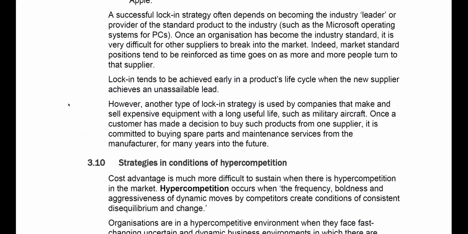So indeed, market standard positions tend to be reinforced as time goes on and as more and more people turn to that supplier. Lock-in tends to be achieved early in a product life cycle when the new supplier achieves an unassailable lead. However, another type of lock-in strategy is used by companies that make and sell expensive equipment with a long useful life, such as military aircraft. Once a customer has made a decision to buy such a product from one supplier, it is committed to buying spare parts and maintenance services from the manufacturer for many years into the future.